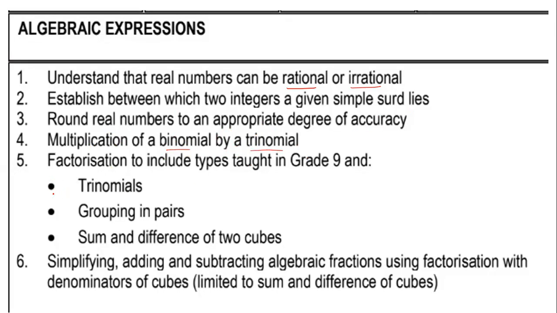And therefore, number five, we're going to do factorization to include types taught in grade 9. We have learned how to factorize some of the algebraic expressions. We're going to do trinomials, grouping in pairs. We did that. Sum and differences of two cubes. I think we did this one in grade 9. And then number six, simplify, adding and subtracting algebraic fractions using factorization with denominators of cubes limited to sum and differences of cubes. Now, these are the things that we are going to cover under this topic.